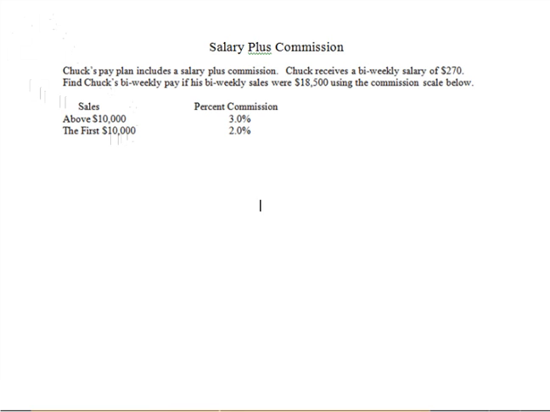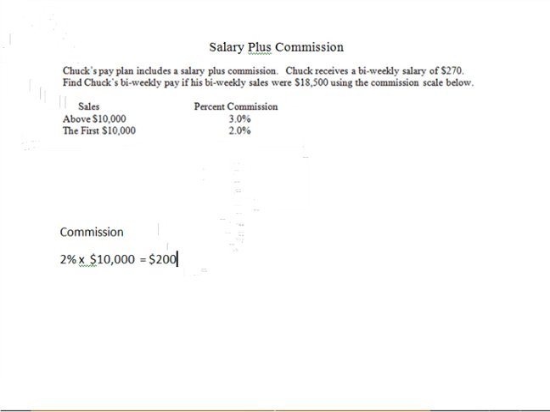Well, first, we need to find the commission on the first $10,000 that Chuck earned. Again, since his sales were $18,500 total, the first $10,000 of that $18,500, Chuck will earn 2% commission. So 2% of $10,000 is $200.